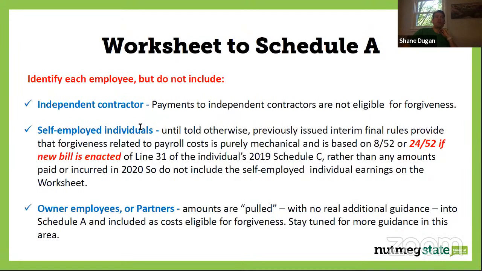Self-employed individuals are a little tricky right now in that we still have not received complete guidance on how to validate that information. Essentially, if you were a self-employed individual, you provided us either your Schedule C, and that was what your owner's income was. So essentially line 31, your net income, was what they considered your payroll for the year.